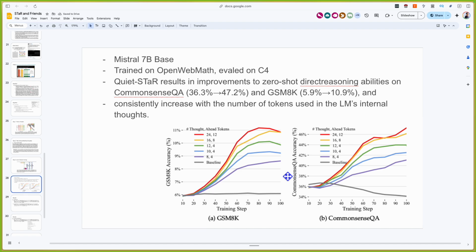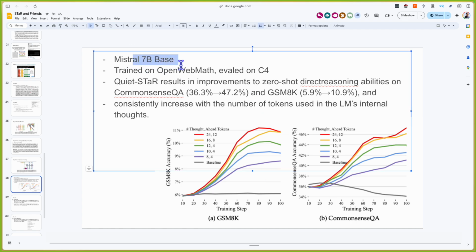It produced some really nice charts, where you can extend the thinking ahead, and you see that accuracy improves. Having a nice tunable hyperparameter for thinking ahead lets you tune up your accuracy, which is kind of cool. Obviously the cost will increase. He did this on Mistral 7B and OpenWebMath and C4.